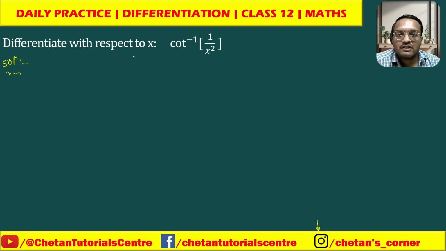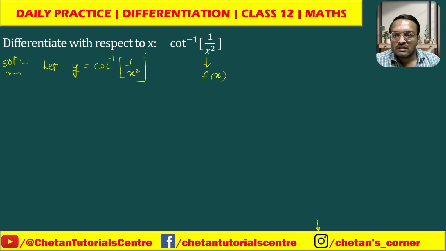So what we will do, we will assume this function of x as y. So let y is equal to cot inverse of 1 upon x square. This is a function of x. So what we have to do, we have assumed this function of x as y, and now we have to convert this function of x into function of y. So how to do that?